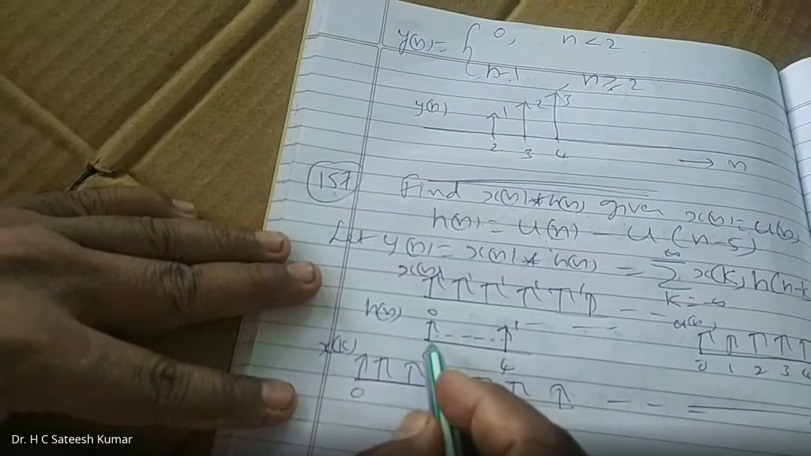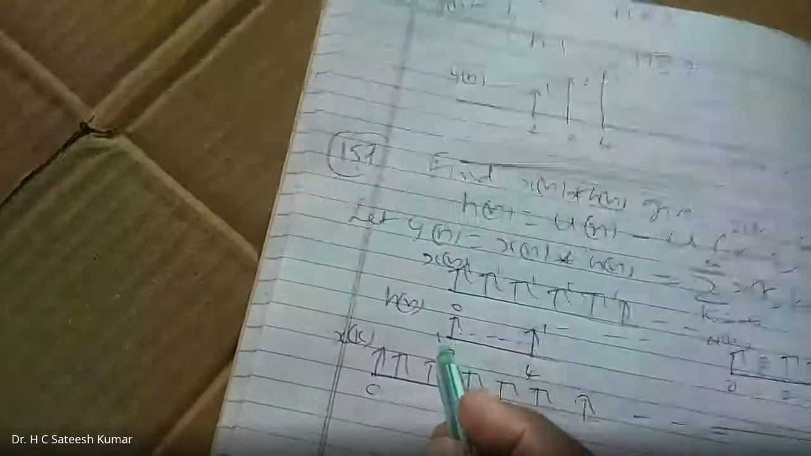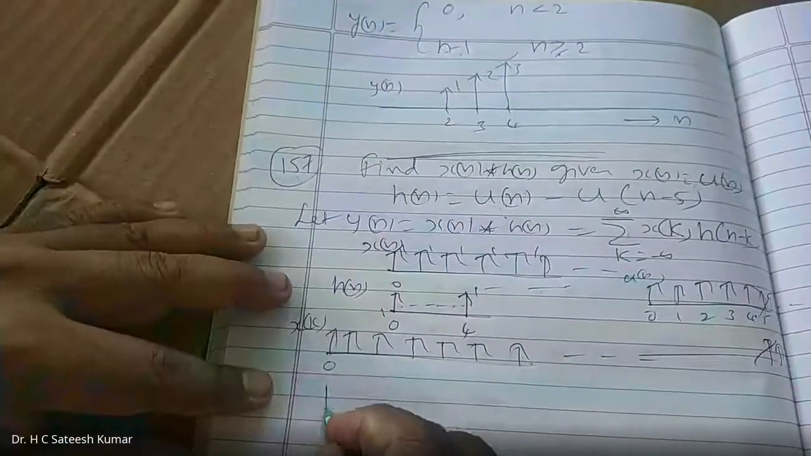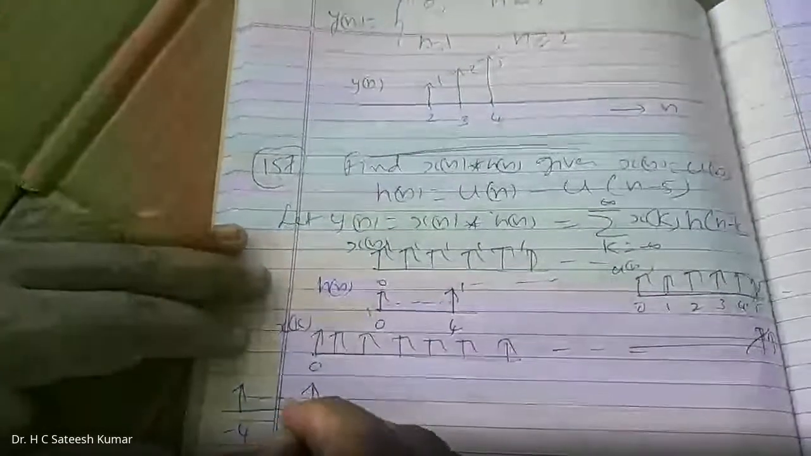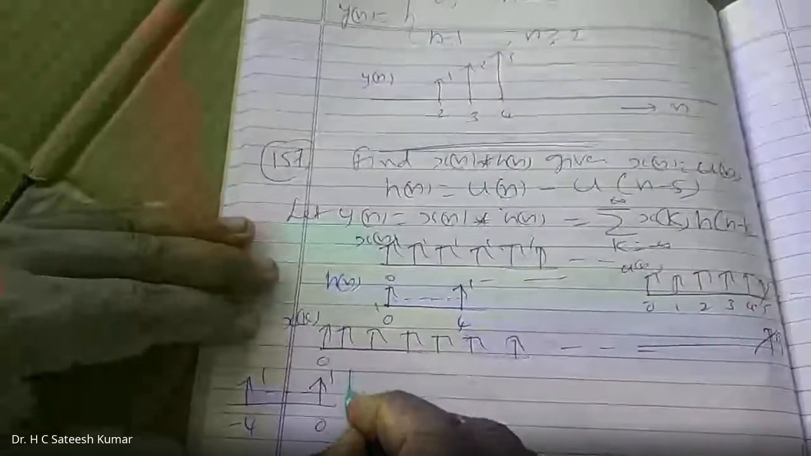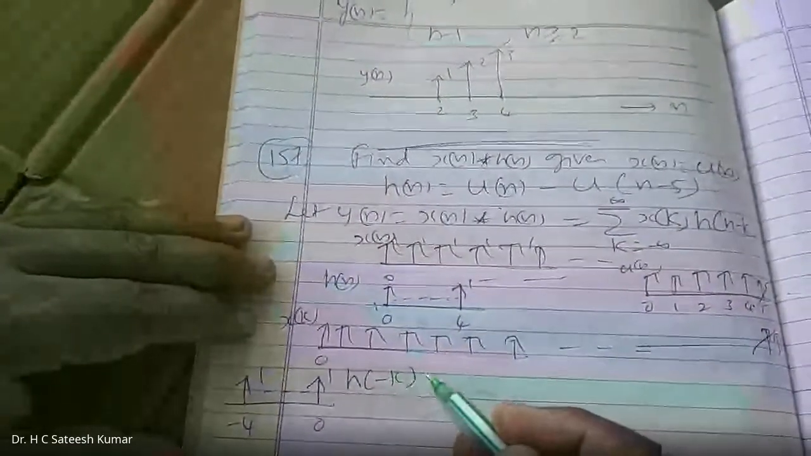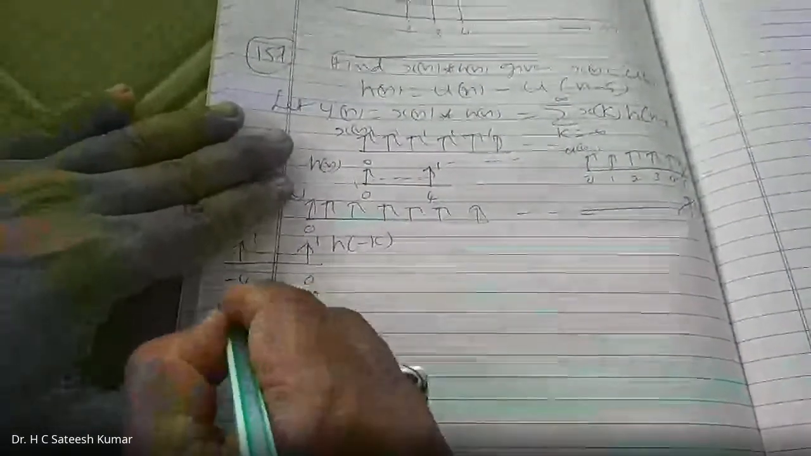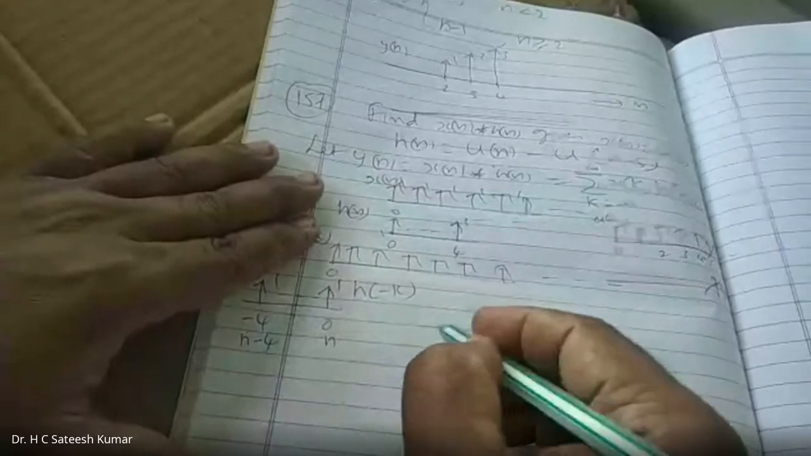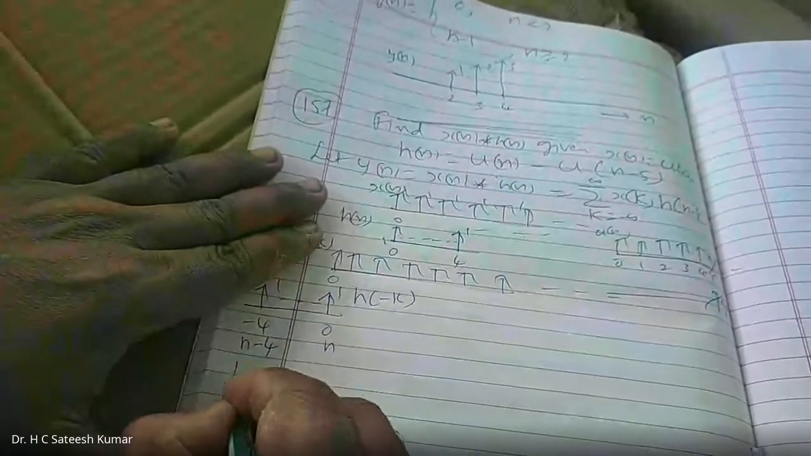H of minus k means what? Fold this one. 0. This is minus 4. 1, 1. H of minus k. Okay, right? This is n. This is n minus 4. Okay. Case 1.